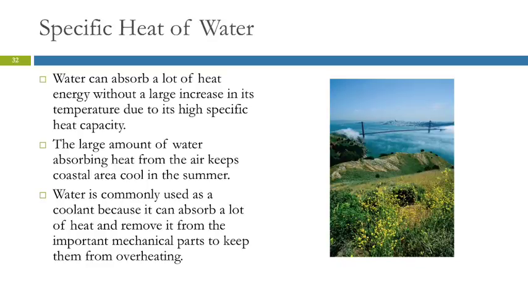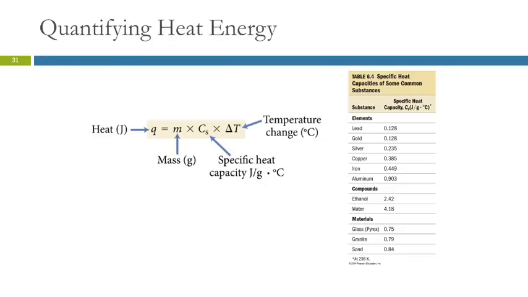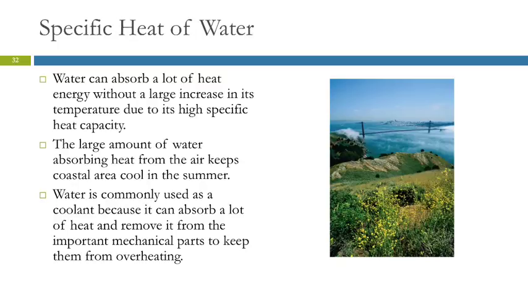If you have something like dirt, dry dirt has a much lower heat capacity. In fact, look over here. We have sand and granite, 0.79, 0.84. So water has a heat capacity 4 times higher. So the water will change its temperature 4 times less than the other substances. So the sun beats down, warms up the air, the water absorbs it, and keeps it from getting as hot.